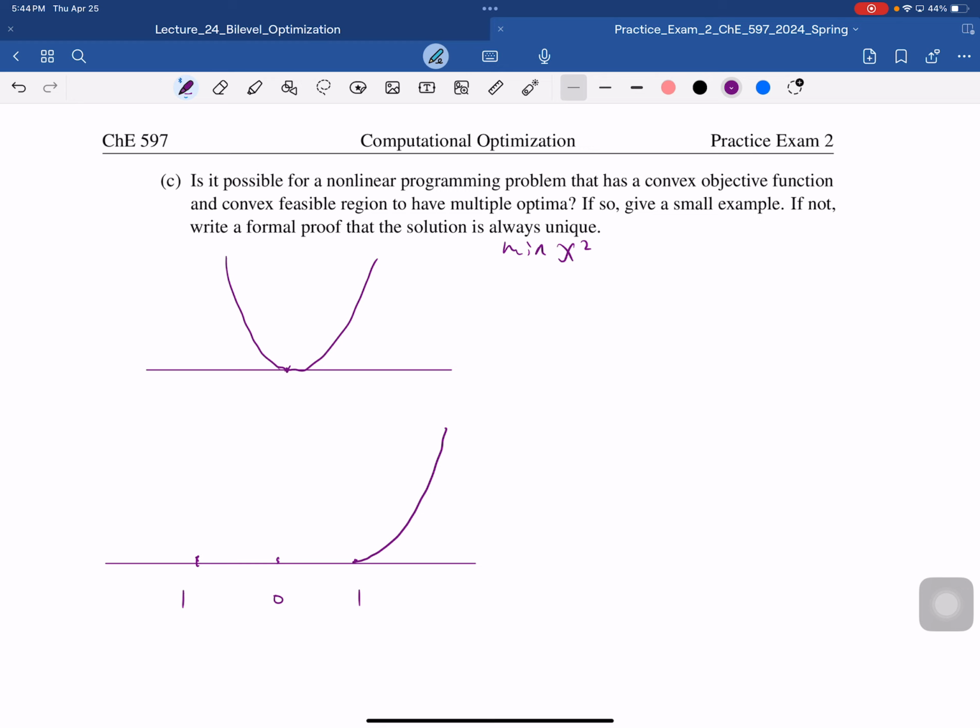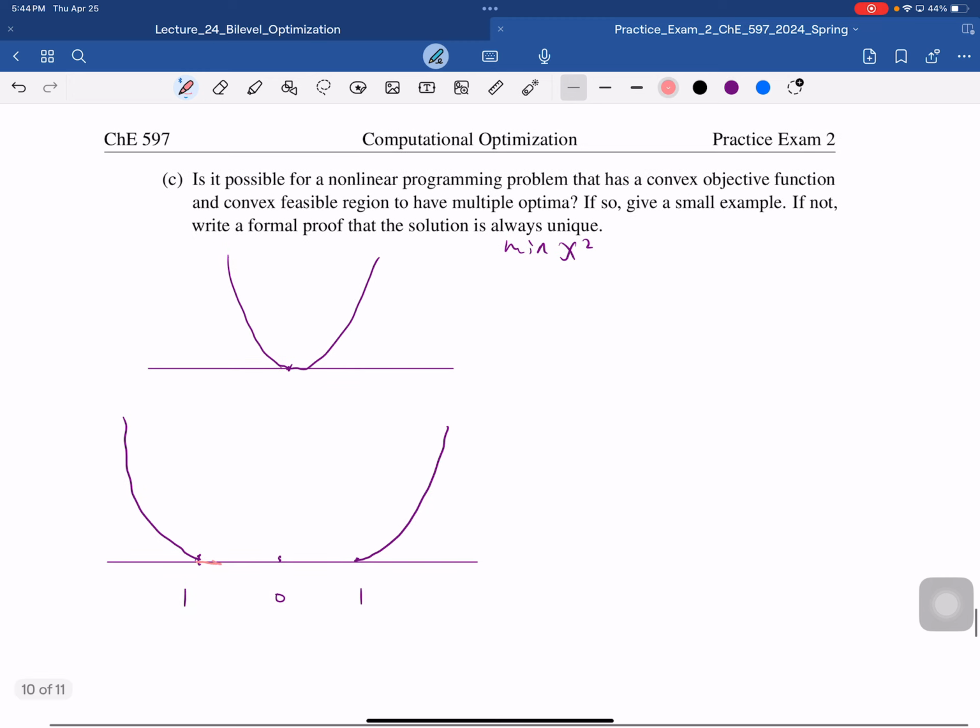So I'm dividing this function into two parts. On the two sides, we have the original parabola. But here you just have x equal to 0. Right. So in this function, there are multiple minima. But I think the first order derivative is continuous. But if you look at this function, the second order derivative is not continuous.